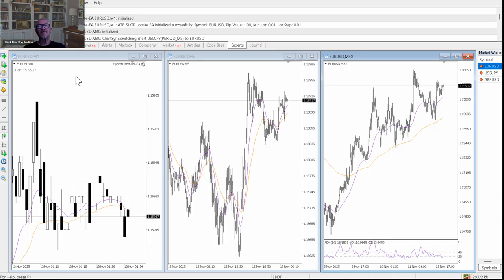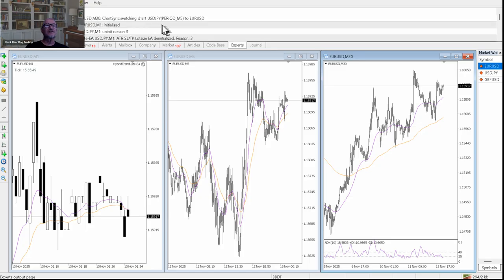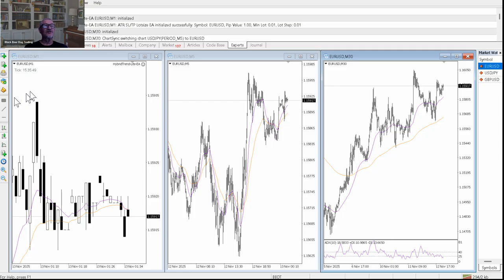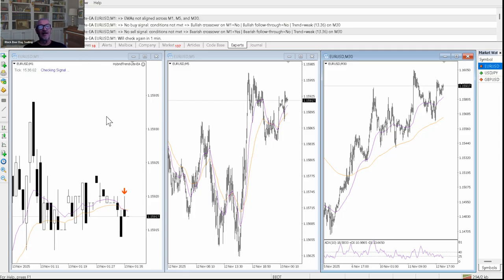Even a 1 minute is not moving massively or barely moving, as you can tell by the tick. It's hardly being updated here. So yeah, we need to just literally be patient and wait and see what we get. So anyhow, there we go, checking signal.